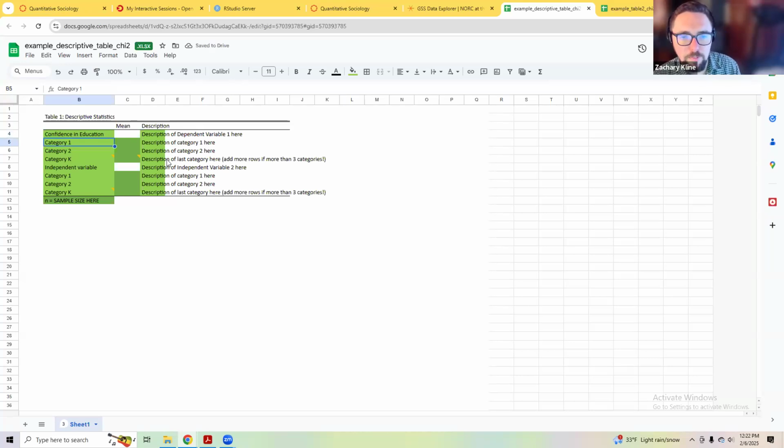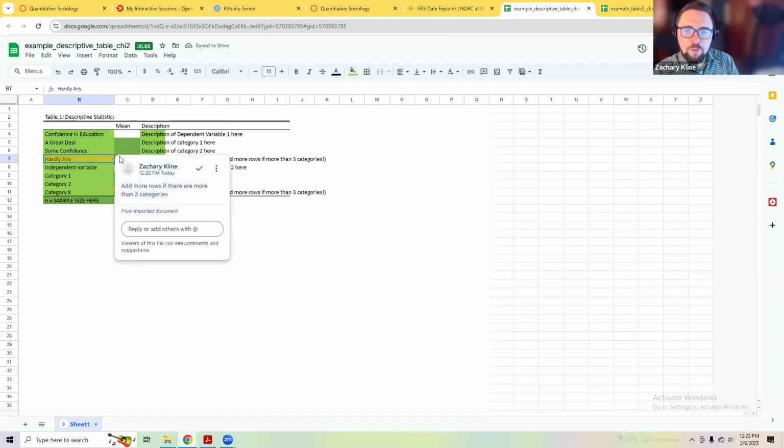Each of our categories also have substantive names. So let's make our first category a great deal, some confidence, and hardly any confidence. You can use the exact same words that were posted on GSS. We could also use the kind of shorthand we were using before: high confidence, medium confidence, low confidence. Both of these are substantive. Both substantively mean the same thing and are fairly interpretable to a reader either way.